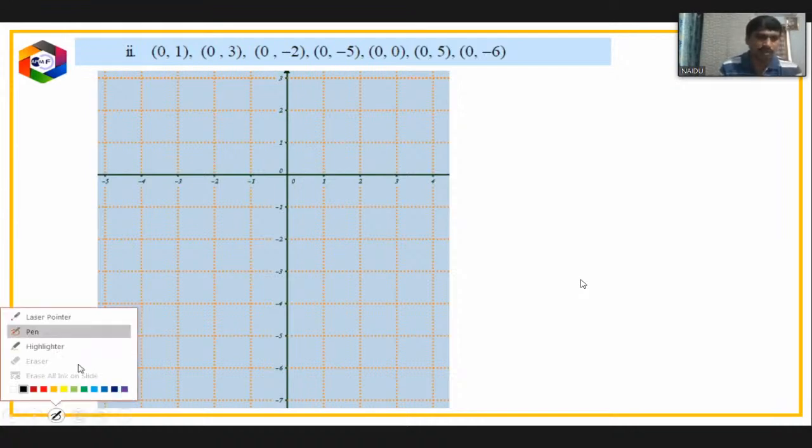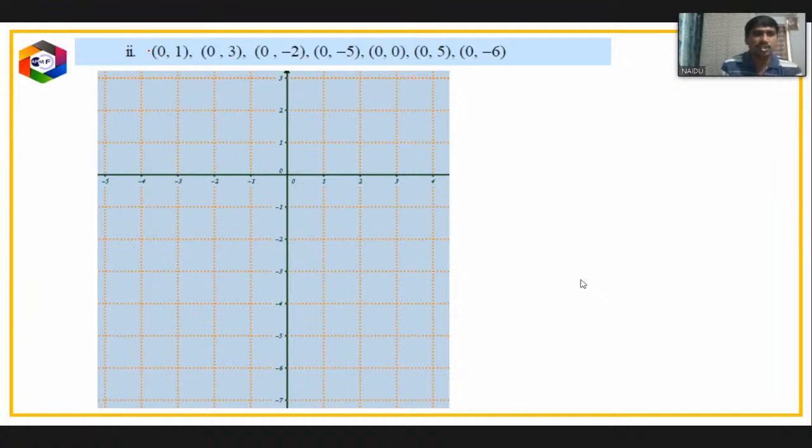So let us observe here quickly. I will plot the points 0 and 1. Since there is no x direction distance, moving in the y direction, either towards upside or downside we have to move. So 0 1. So at 1, this is the point. So this is 0 comma 1. 0 3. So this is the point, 0 comma 3 here, and 0 minus 2. So negative direction of y axis. So this is 0 minus 2, and next 0 minus 5.